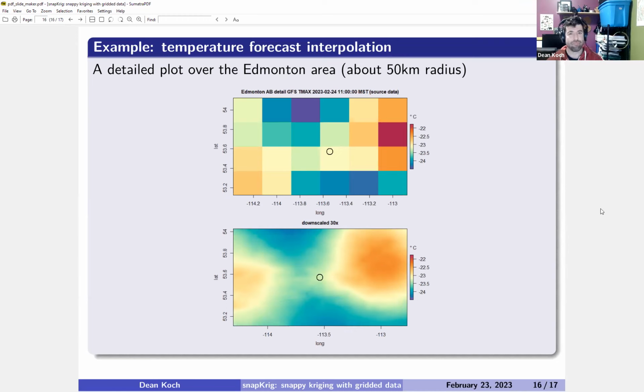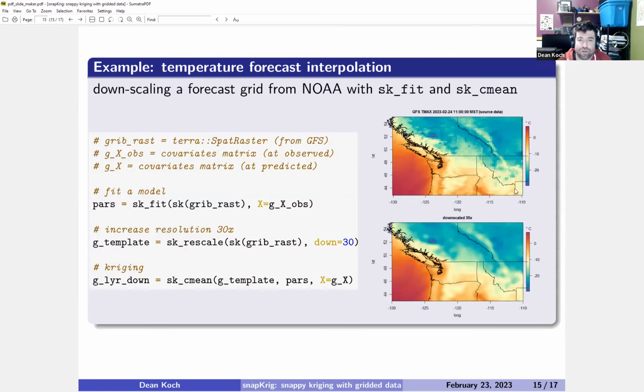Here we're looking at a map of about a 50-kilometer radius around Edmonton. And if I were to try to simulate the watershed of the North Saskatchewan River, I would probably want a lot more spatial resolution in my inputs than what I'm getting on the top here from the source data. So snapKrig gives me a way of downscaling and using other data sets that I have at my disposal to get that higher resolution product. And the whole thing is fast, really, really fast. So this code maybe takes a couple seconds to evaluate.